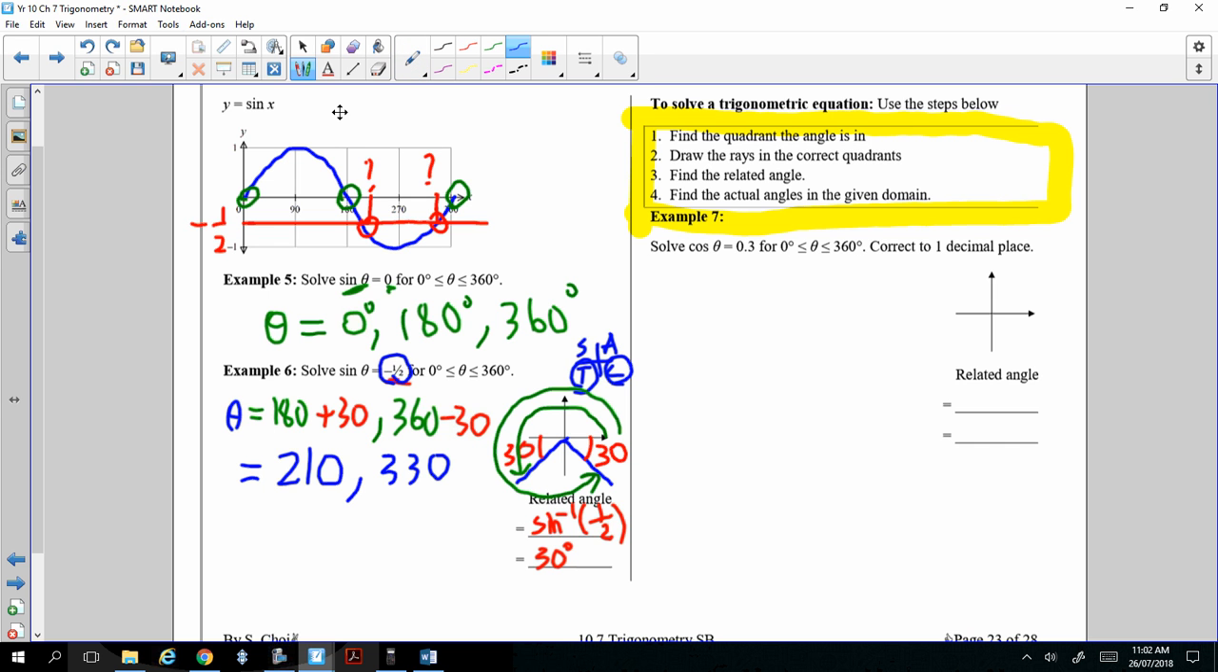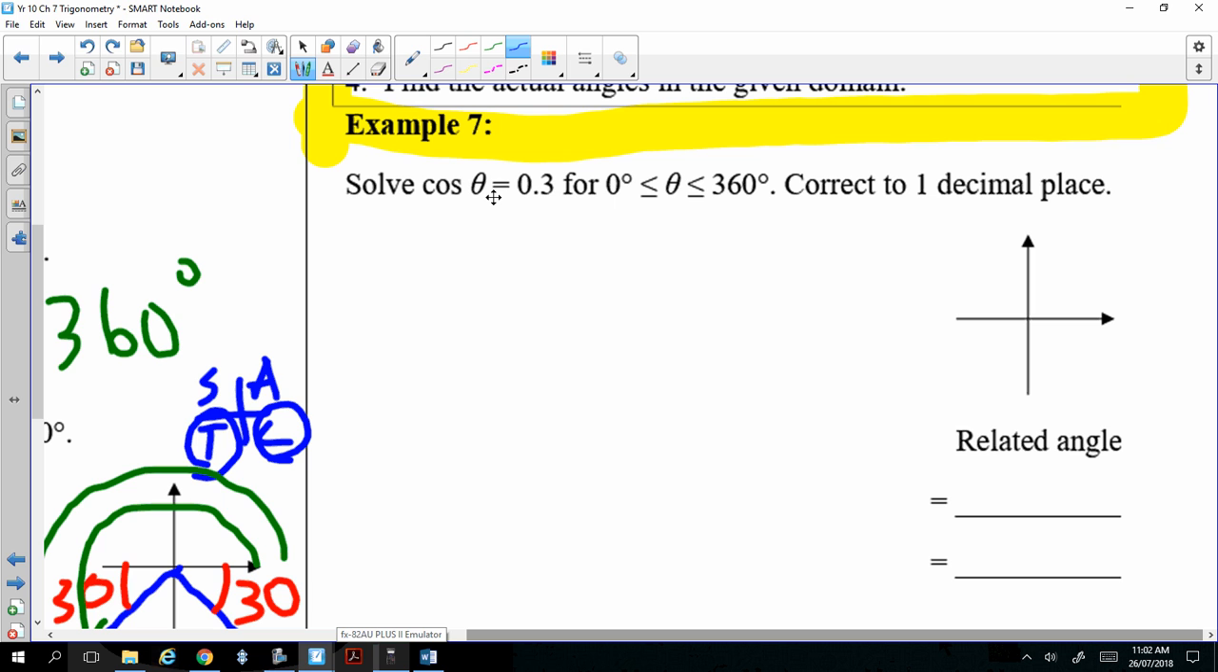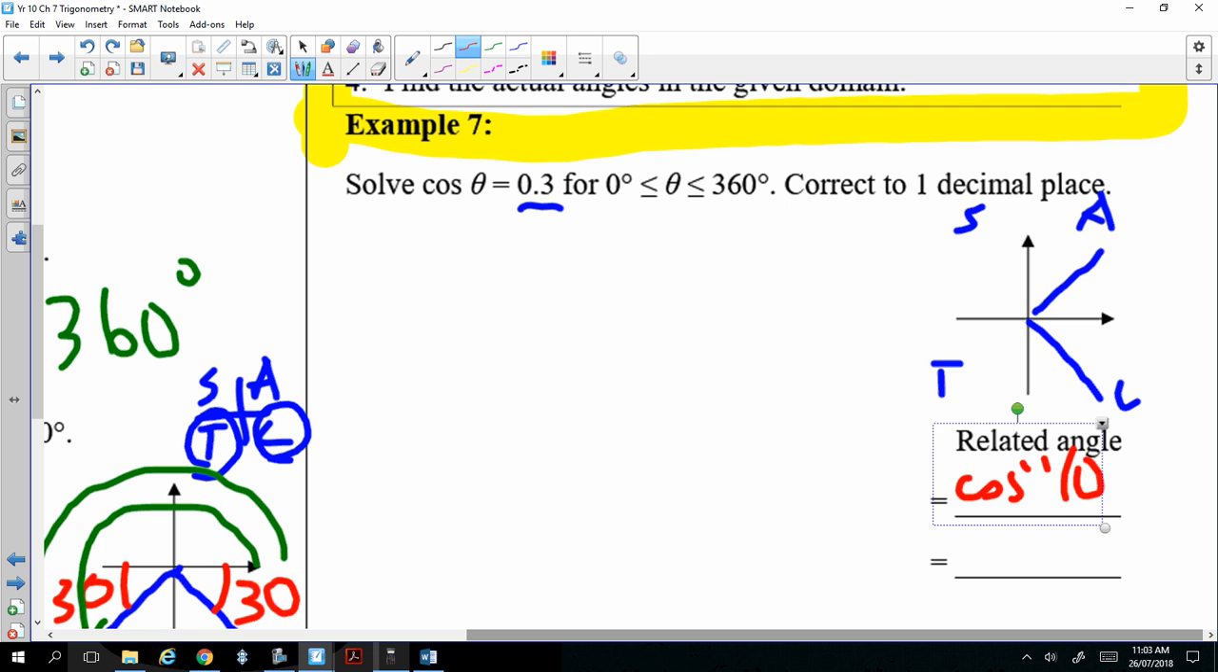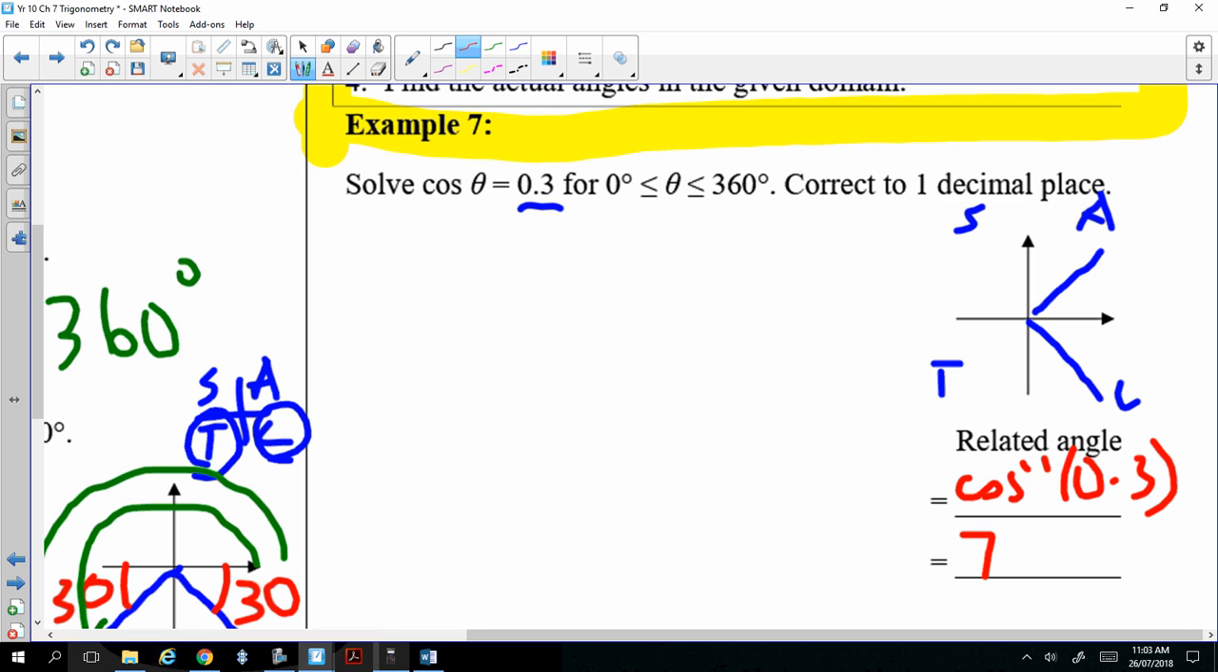Let's make this a bit bigger. Okay, let's get ready. Cos theta is 0.3. Okay, it's positive, so which quadrant? The fourth one or the first one, right? 0.3 is positive. Okay, let's find the related angle, cos inverse 0.3. Calculator, correct your answer to one decimal place. Shift cos 0.3 equals 72.5. So you go 72.5 and then 72.5.